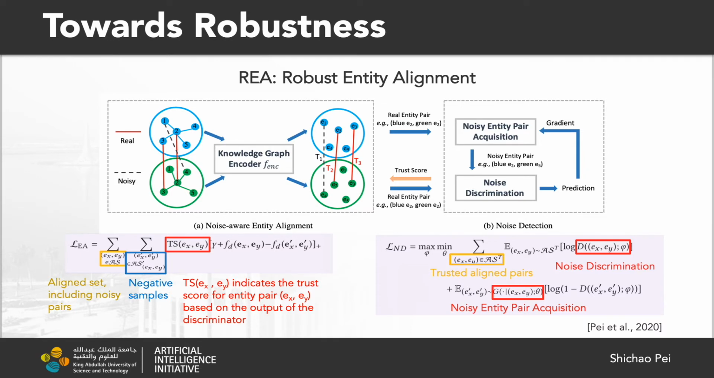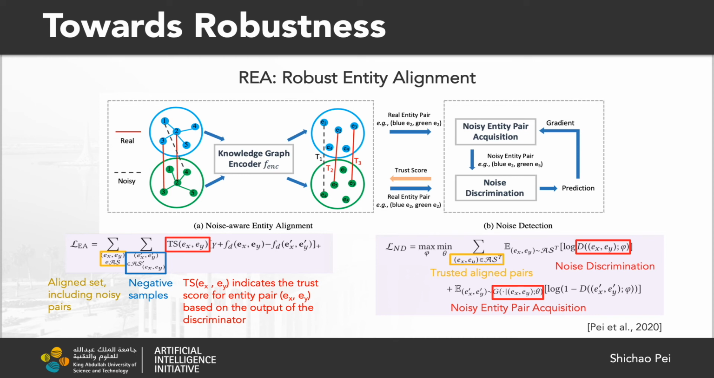Then for robustness, erroneous entity pairs can be produced in the human-involved annotation process, and there is no explicit knowledge about where the noise might be. So the problem motivates the study of robustness. We propose a method including two parts. The first one is noise-aware anti-alignment, which tries to learn the embeddings, and we introduce a trust score to describe the likelihood of a labeled pair being real. A noisy pair should have a low trust score.